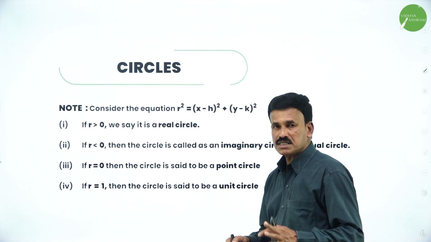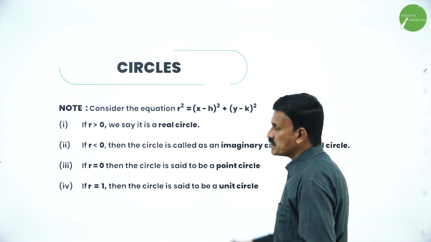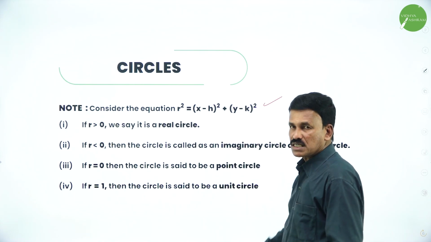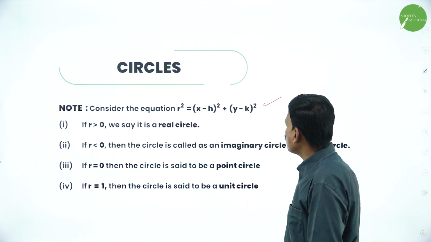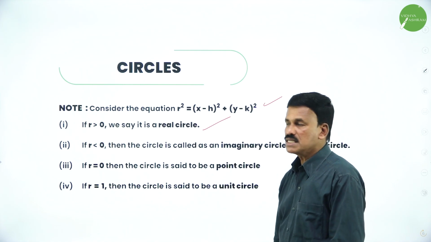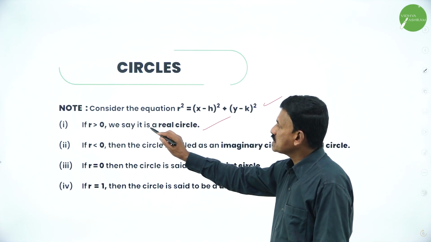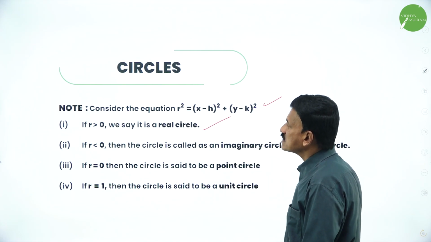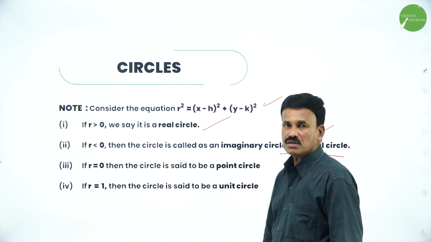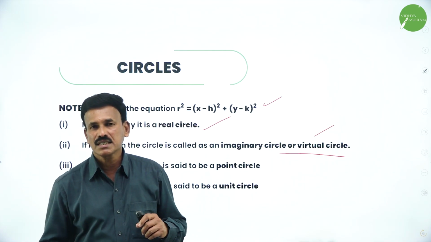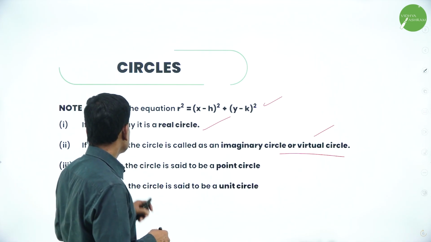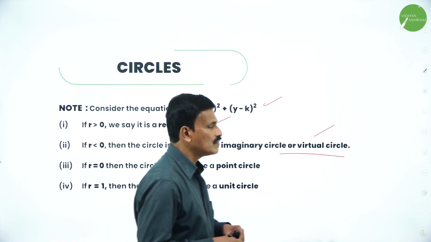Now, let us discuss a few points regarding the equation of a circle whose center is (h, k) and the radius r. Consider the equation of a circle r² = (x − h)² + (y − k)². If r is greater than 0, positive, we say that the circle is a real circle. If r is less than 0, then the circle is called an imaginary circle, or it is also called a virtual circle.